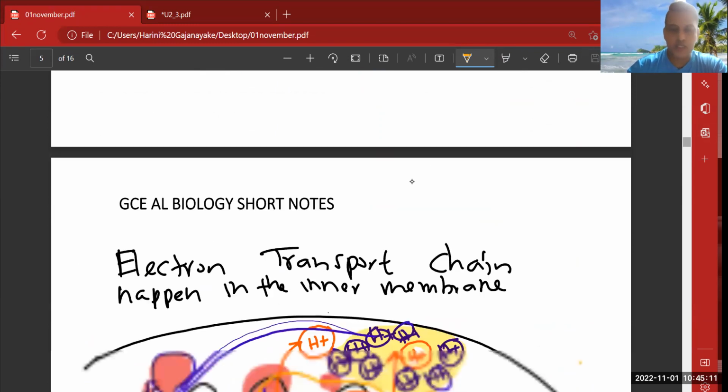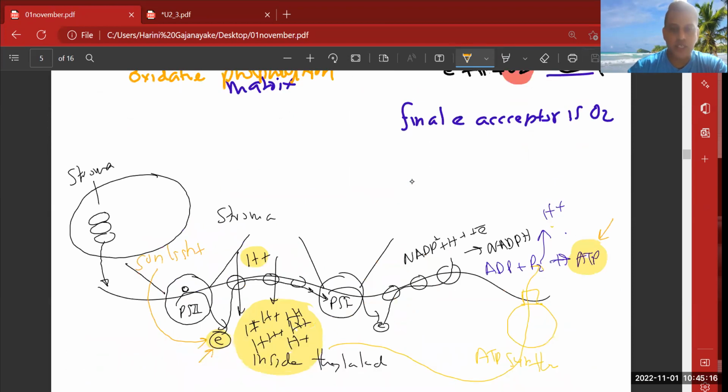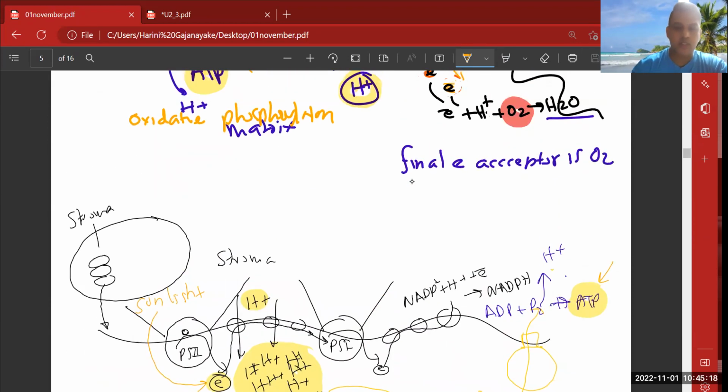Do you have any questions about the electron transport chain and the oxidative phosphorylation? This is photosynthesis, right?